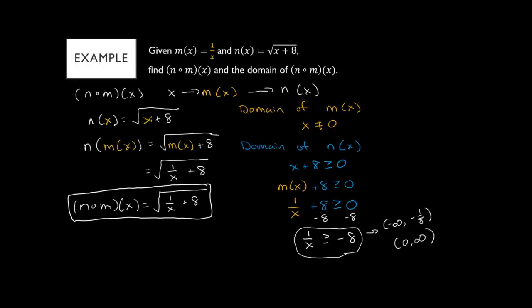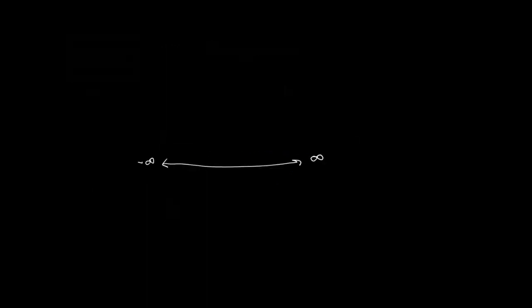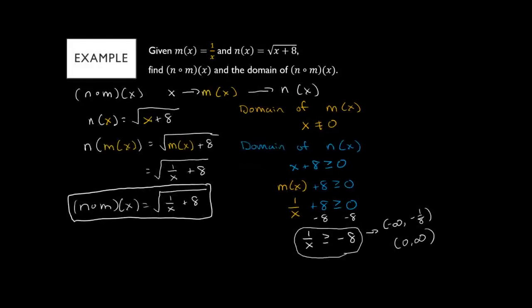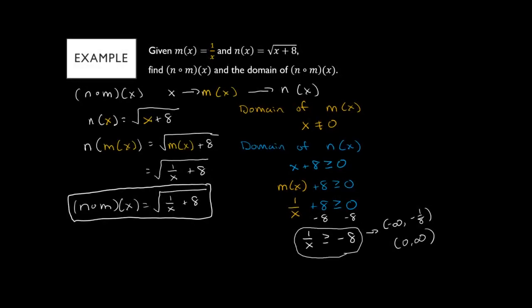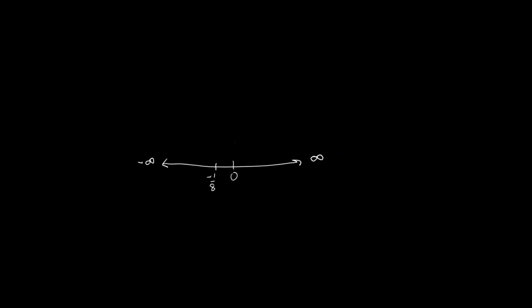So we've got our number line here, infinity and -infinity. Our domain of m of x was that we can't equal 0, so I've got 0 on my graph. I found key points of -1/8 and 0 from the other one. So I've got -1/8. Our m of x cannot equal 0, so I'm going to just do the open circle again to represent that.